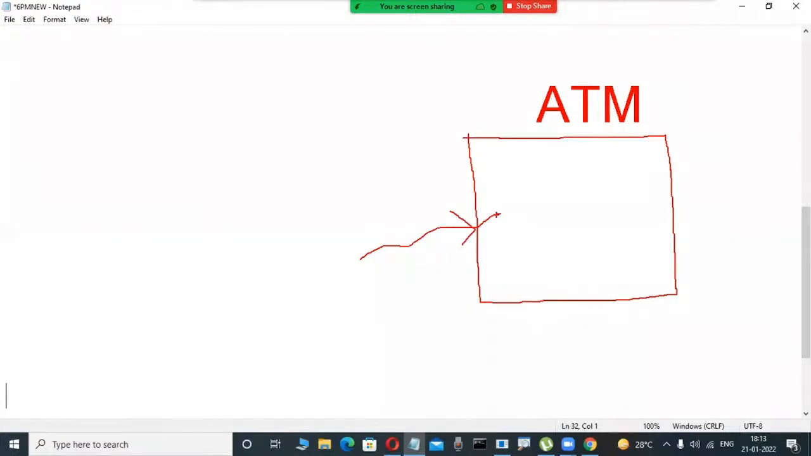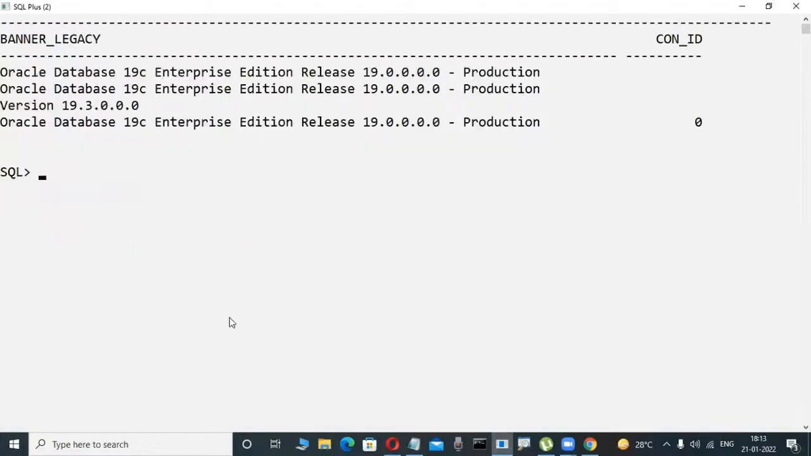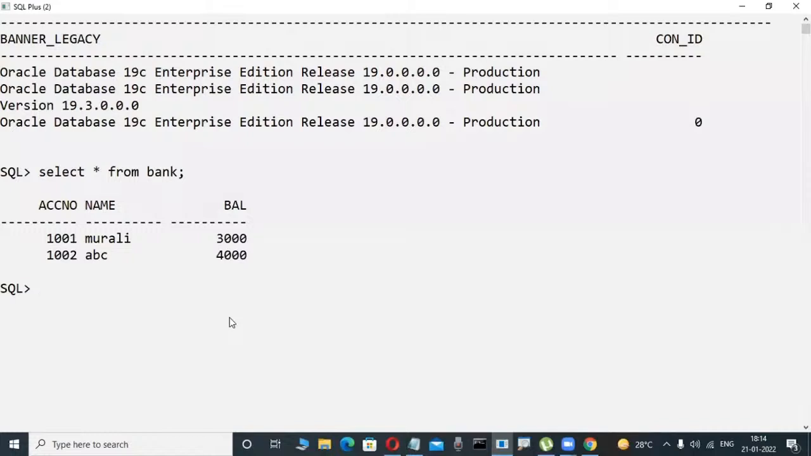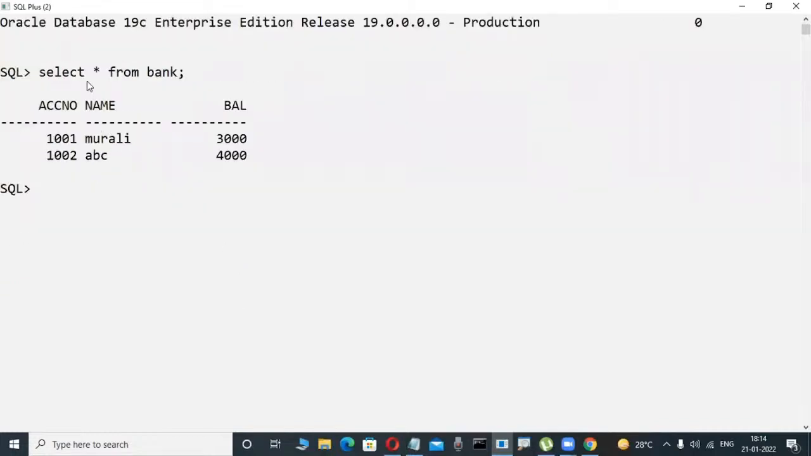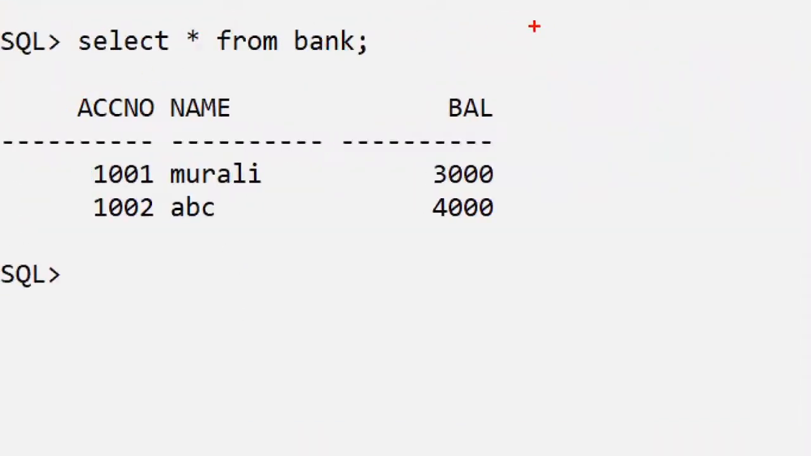Now check it out. Slowly observe the screen. Suppose in this database, observe here, bank is a table, for example. Concentrate here. Just observe the scenario. It is very easy to understand. This is a bank table. In a table format only, we are storing the data.